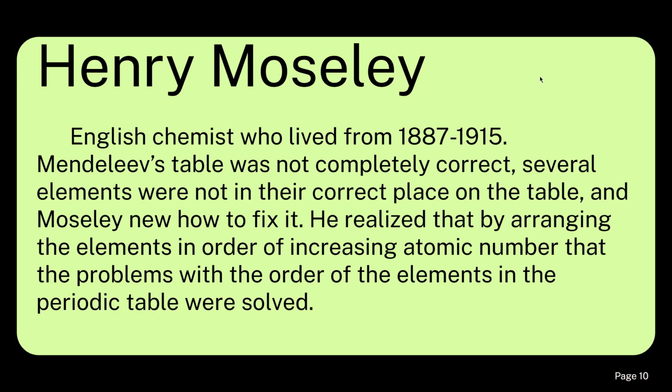Next person is Henry Moseley. He's an English chemist who lived from 1887 to 1915. Mendeleev's table was not completely correct, and several elements were not in the correct place on the table, and Moseley knew how to fix that. He realized that by arranging the elements in order of increasing atomic number, the problems with the order of the elements in the periodic table were solved.